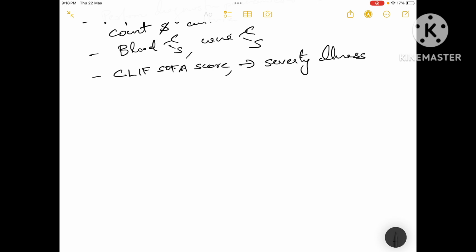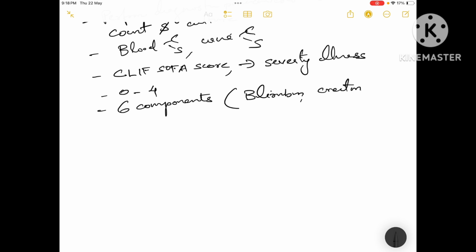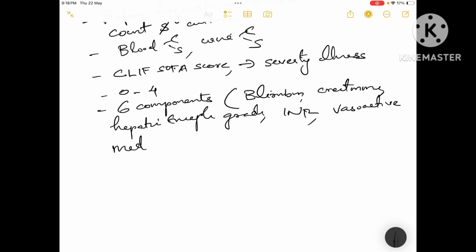Okay, so it is chronic liver failure sequential organ failure assessment score. It has subscores ranging from 0 to 4. Okay, 0 to 4 subscores. So it has 6 components. So we can see which are the 6 components in it. We have bilirubin, creatinine, then hepatic encephalopathy grade, INR, vasoactive medication amount necessary to prevent hypotension, and also P/F ratio. So higher scores suggest there is severe organ impairment. Okay, that is CLIF-SOFA score.